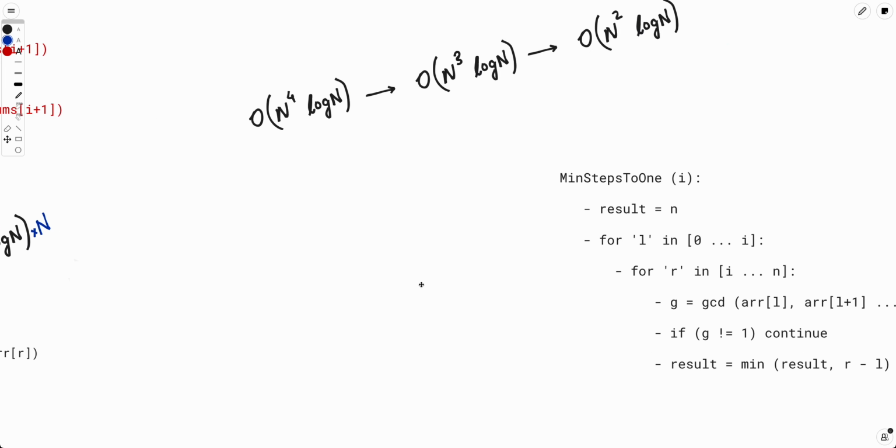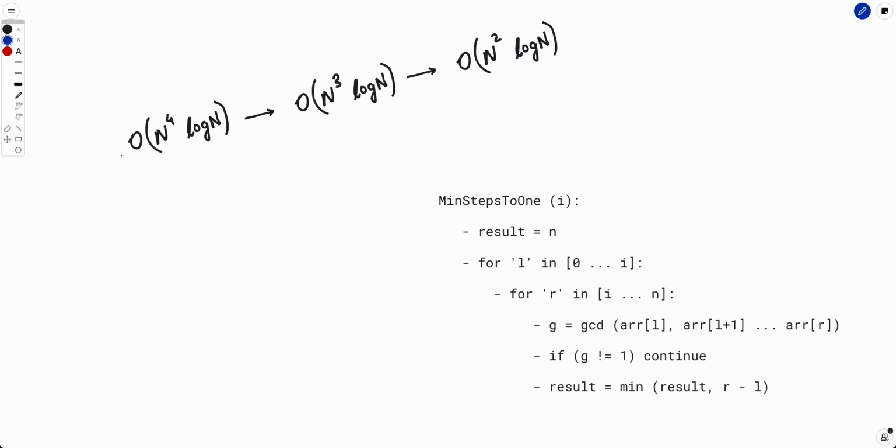Now comes the interesting part. We have solved this in order n to the power 4 log n. Let's see how to solve this in order n cube log n first, right? So notice where this power 4 log n comes from. N cube log n was the complexity of this function itself, right?